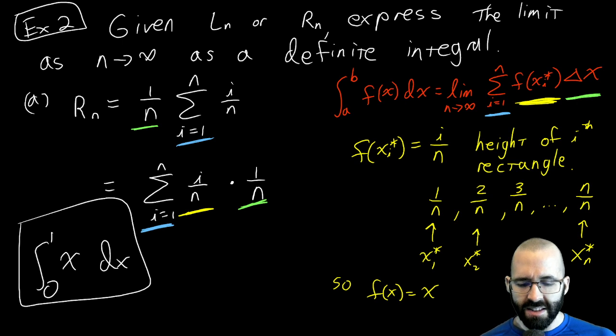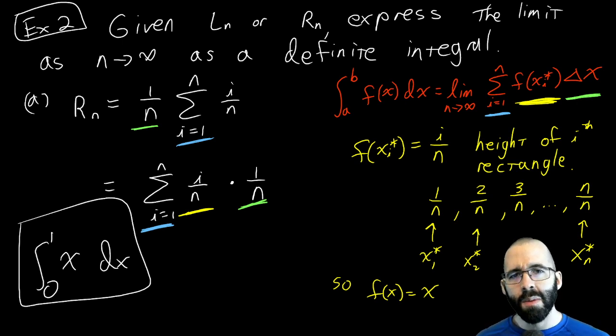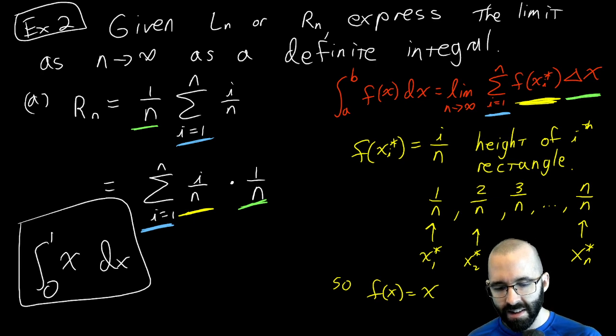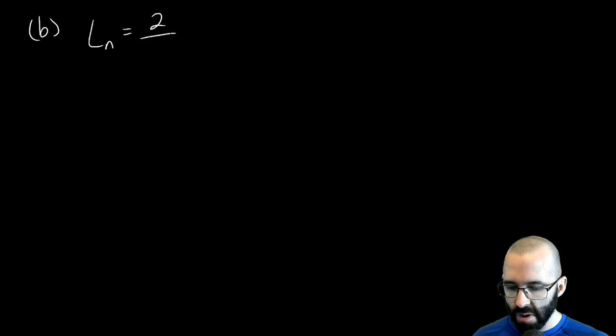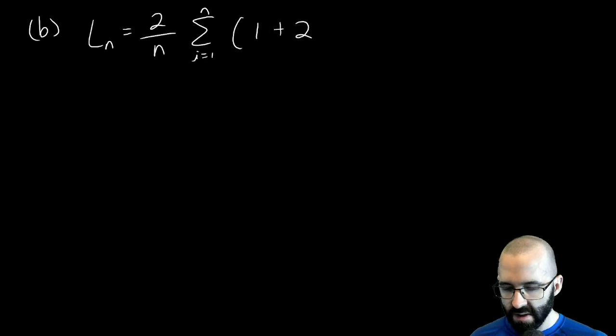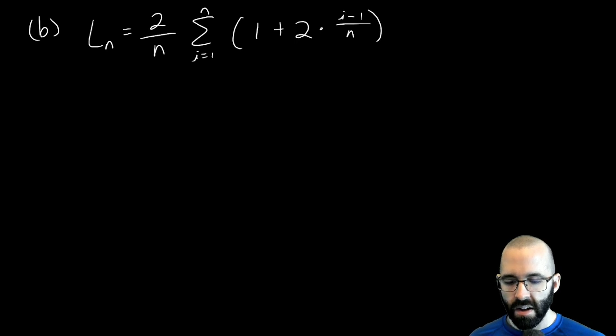Let's do another problem to sort of formalize this process. And I actually think part B, even though it's a messier problem, is actually easier to see what's happening. All right, let's do part B. Part B is going to be number 66 in the textbook. That's going to be L sub n equals 2 over n, the sum, i goes from 1 to n, of 1 plus 2 times i minus 1 over n.